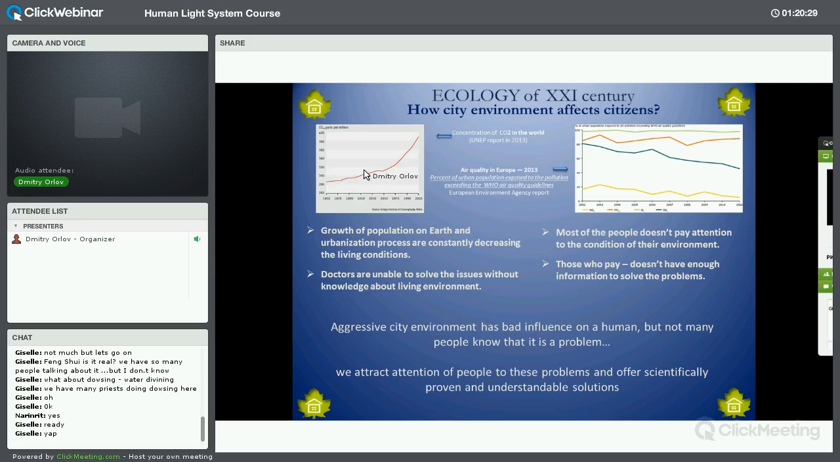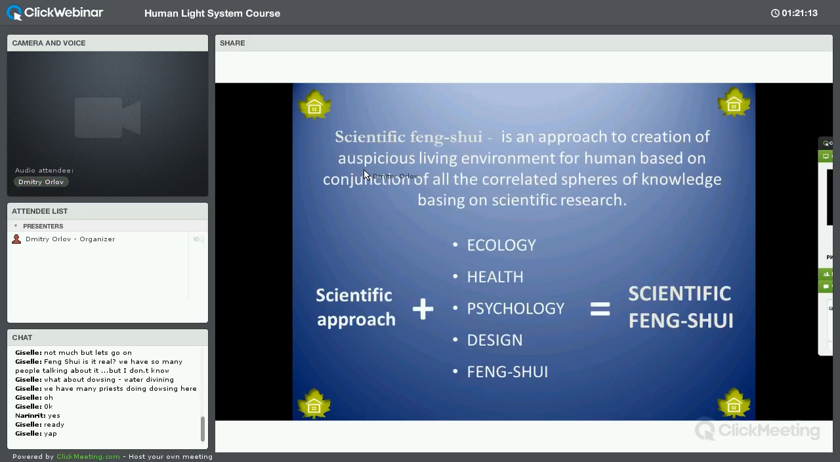There is another part: most of the people don't pay attention to the condition of the environment. So it means that they don't even bother about it. But the second level of this problem is that even those people who pay attention don't have enough information to solve the problems. It means that there's so much information on the internet that it's very hard to accumulate all the knowledge about it. Still, there are some organizations trying to somehow integrate these topics: ecology, health, psychology, design, and possibly Feng-Shui.